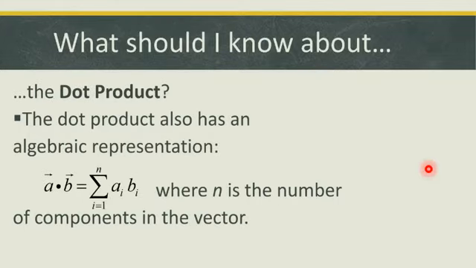Now there is an algebraic representation for the dot product as well, so more along the lines of what you experience when you multiply real numbers. And so what we have here is this says vector A dot product with vector B is equal to the sum i equals 1 to n of A_i times B_i, where n is the number of components in the vector.